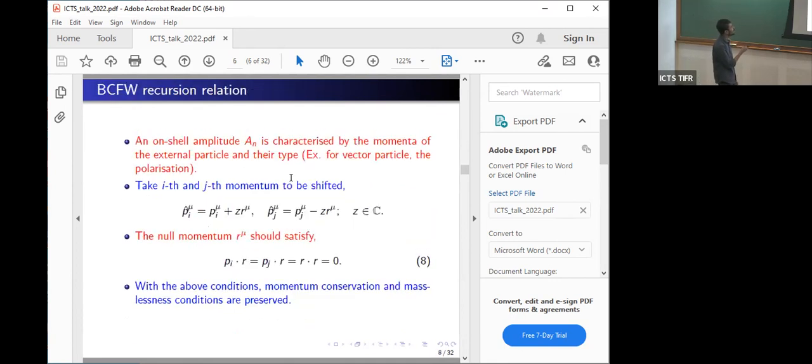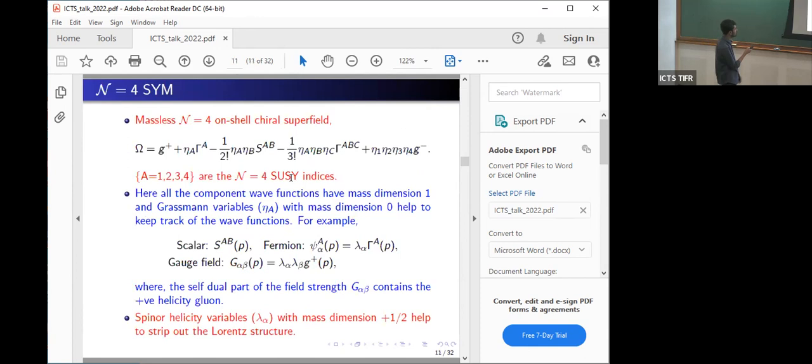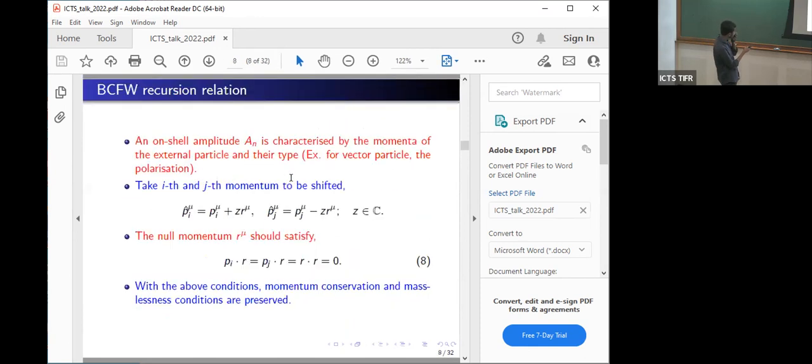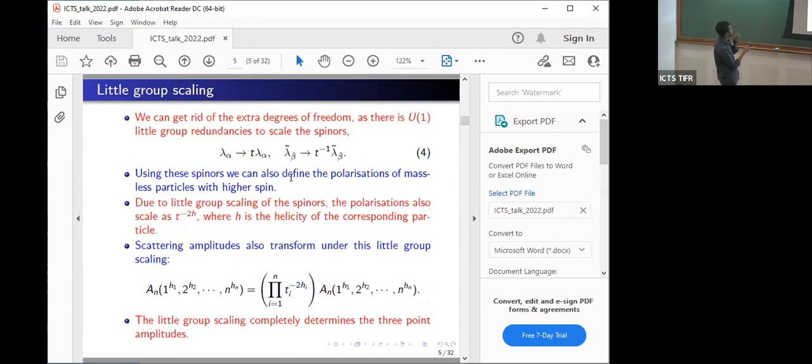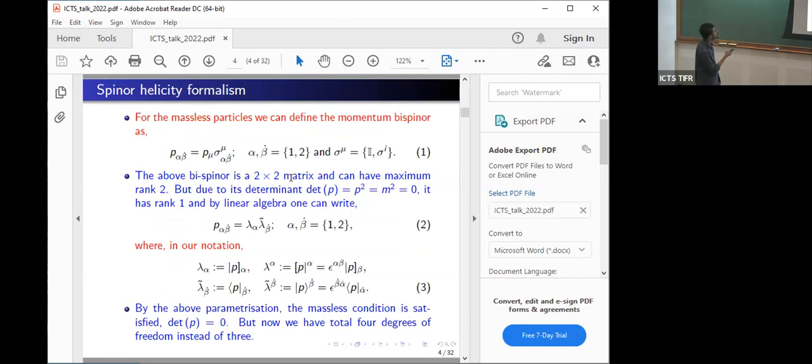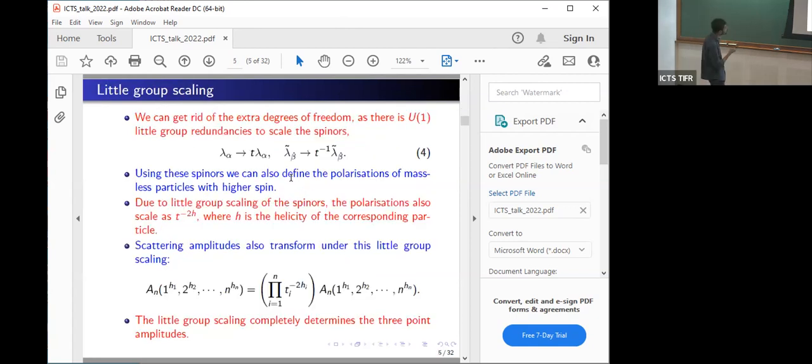So if we scale lambda by t and lambda tilde by t inverse, we can check that p alpha alpha dot beta is invariant.